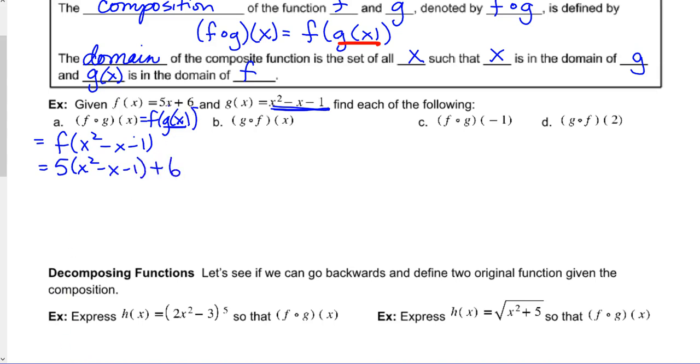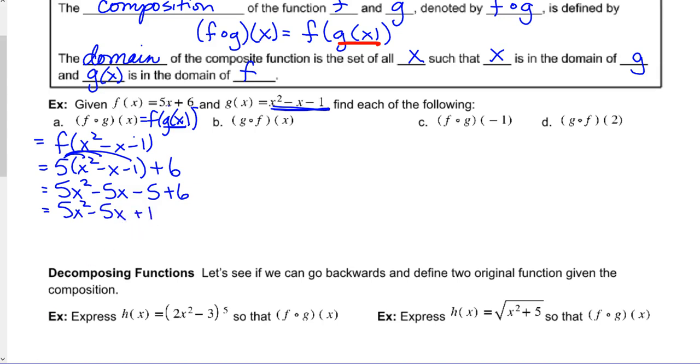Remember, it's just a rule. So just think of it as a rule: 5 times whatever's inside here, then add 6. So this is what I get, but this is not completely simplified because I can distribute that 5 through, which looks like this. 5x squared minus 5x minus 5. Then I'm going to add 6. So the only two things I can combine together here are the constants. And we get a plus 1 at the end.